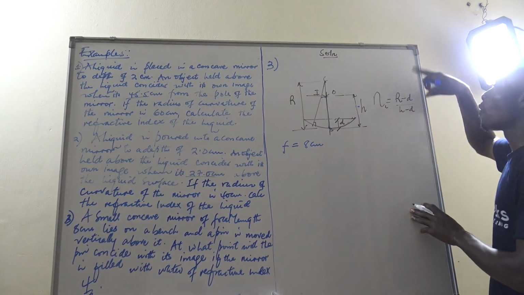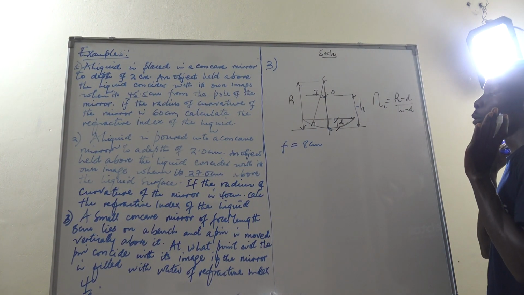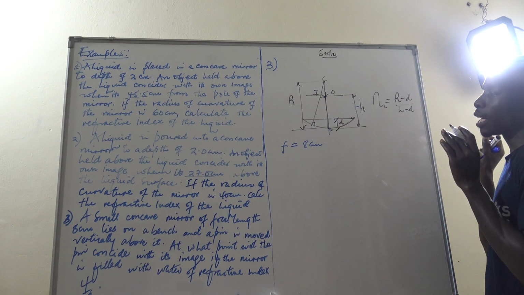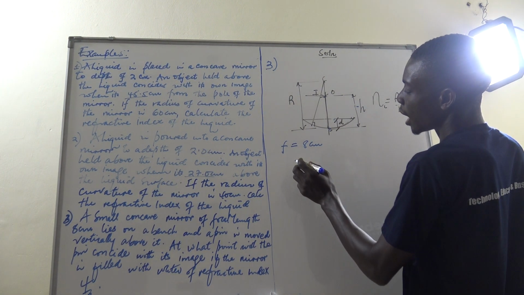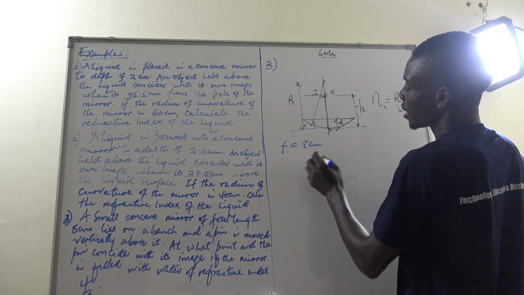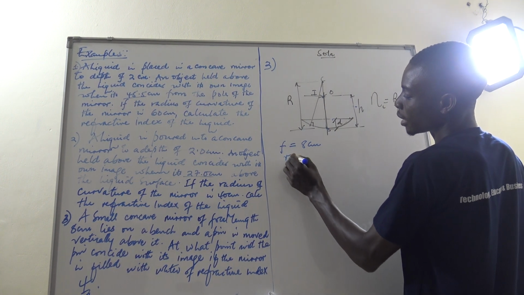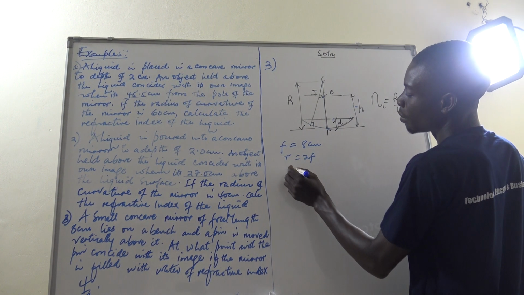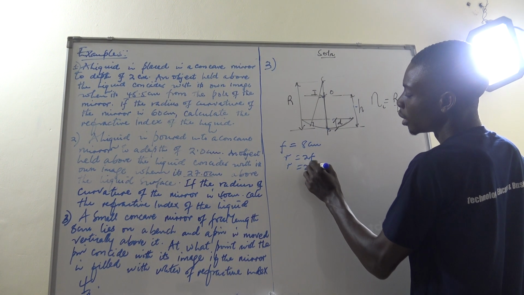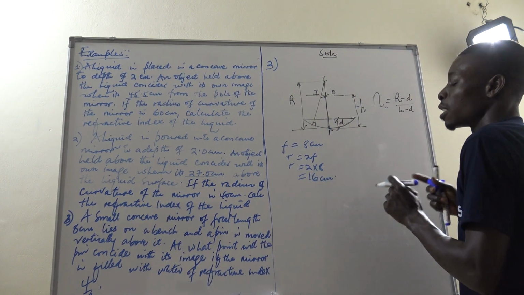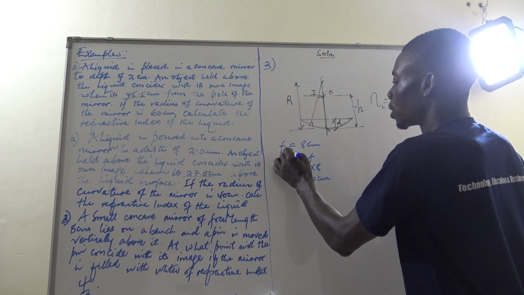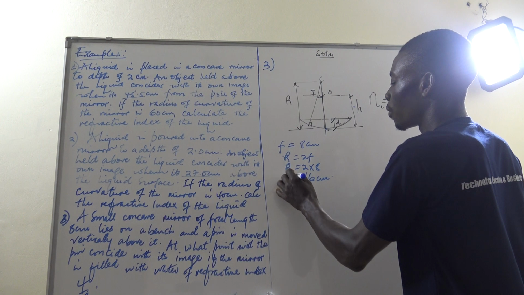But remember, in our formula of refractive index, we have no provision for focal length. Therefore, we need radius. Okay? We know that radius is twice F. So that means that my R is 2 times 8 to give me 16 centimeters. So, I will use this to be consistent with my formula.